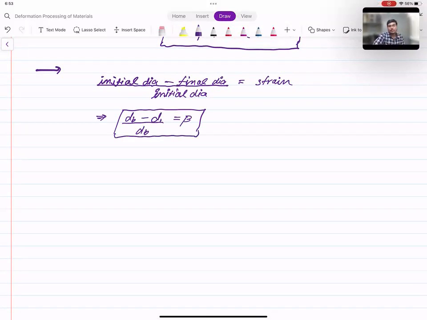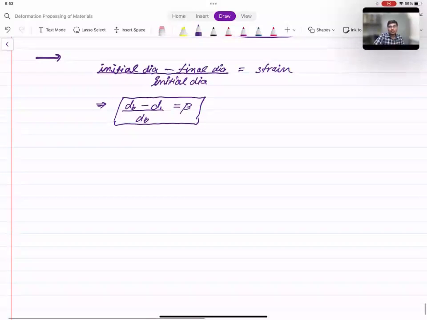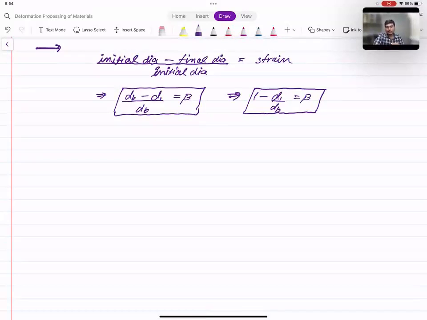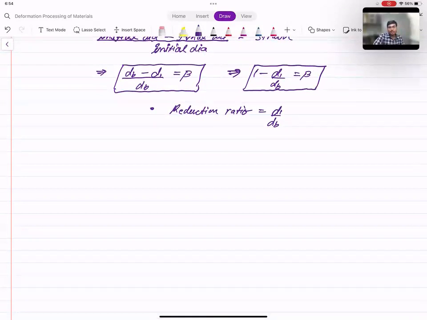This can help us to determine the number of passes or number of strokes required to get the desired thickness or reduction or dimension. Okay. It can be further rearranged like 1 minus d1 over dB is beta. And we know that dB over d1 will be the drawability, as we have seen earlier. So d1 by dB is known as the reduction ratio here. This is another term. As I mentioned, it can help us to determine the number of strokes required.